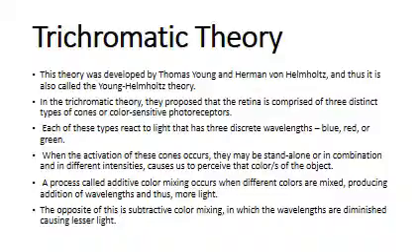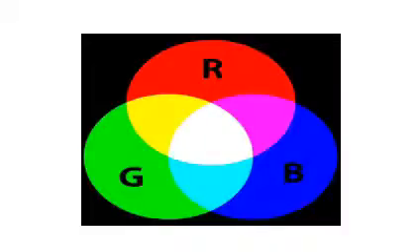A process called additive color mixing occurs when different colors are mixed, producing addition of wavelengths and thus more light. The opposite of this is subtractive color mixing, in which wavelengths are diminished, causing less light. Here are the three different base colors of trichromatic theory.